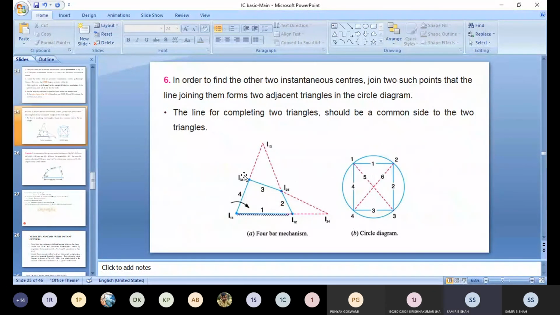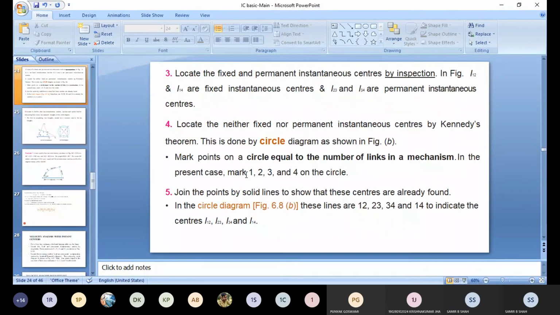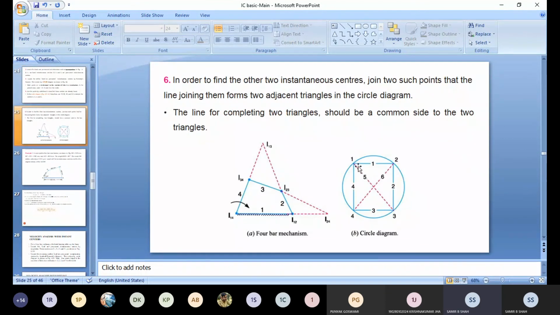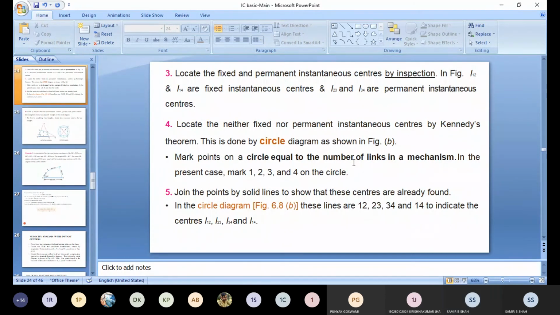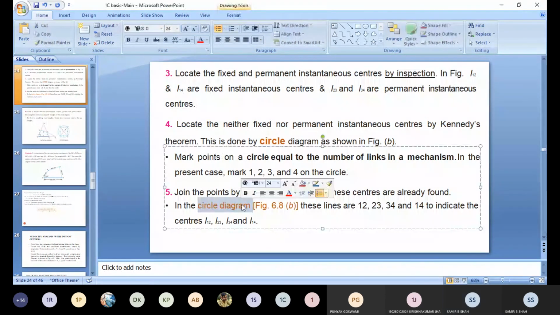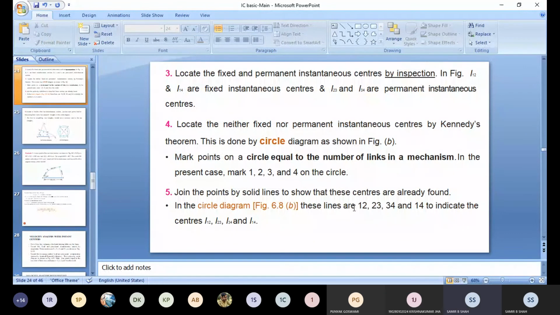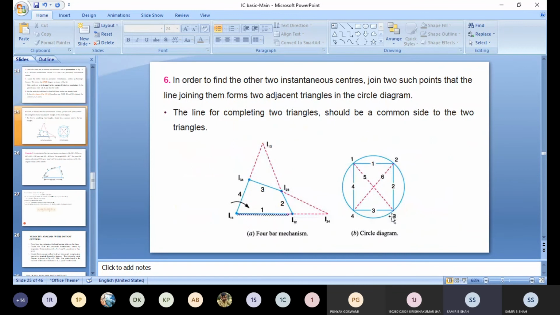Now, yet 2 points are remaining. Join the points by solid line to show that these centers are already found. Whose centers are already found, it means 1, 2, 3, 4, that we joined with the full line. In the circle diagram, these lines are considered as 1-2, 2-3, 3-4, and 1-4 to indicate I12, I23, I34, and I14.